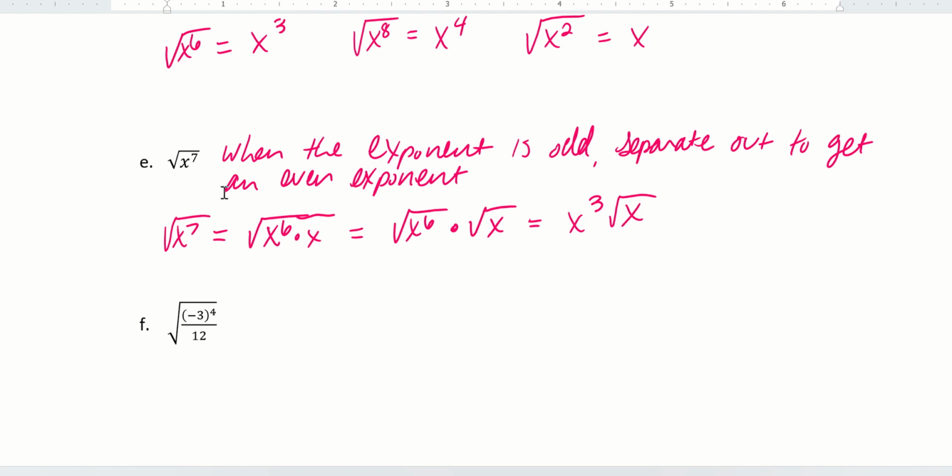So you would do that with any odd exponent, and I can do another one below. If I have the square root of x to the 9th, I would write it as the square root of x to the 8th times x, which is x to the 8th times the square root of x. This would simplify to x to the 4th times the square root of x.